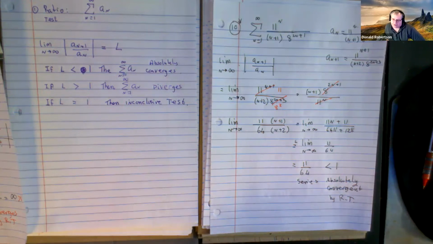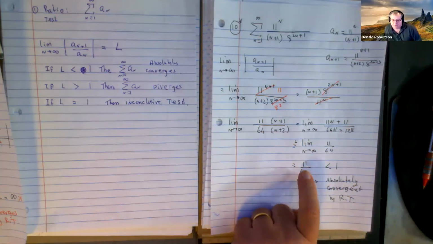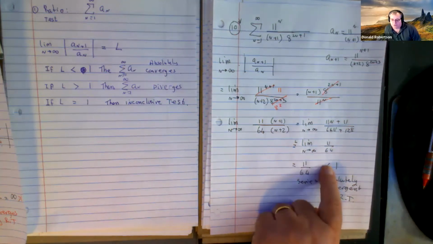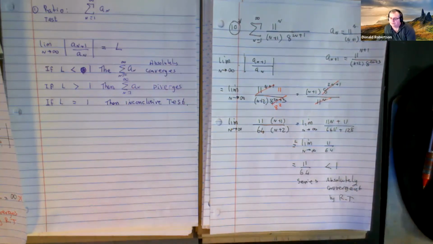The more of these we do, they begin to have a flow to them. You do this, you cancel, you get an answer, and at the end you do L'Hopital, divide top and bottom by n squared, whatever it takes, and you get a number. If the limit of the ratio is less than 1, absolutely convergent. If it's bigger than 1, divergent. That's it.